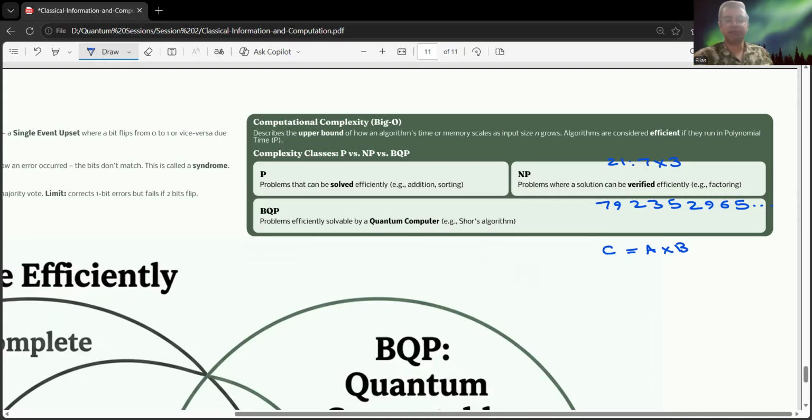They also have BQP problems that are problems that can be efficiently solved by a quantum computer. One of them is Shor's algorithm, because we know that Shor's algorithm can find the factors for large numbers, although a classical computer will suffer. So that's one problem where quantum computers provide the better solution. And it proves the supremacy of quantum computers for a specific type of problem.